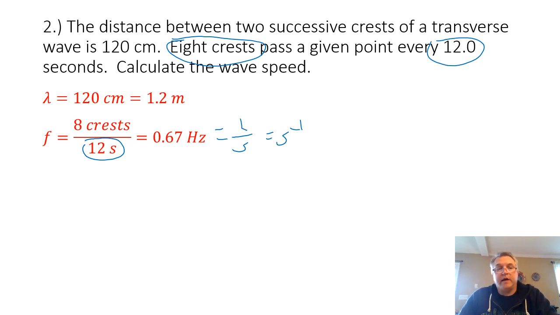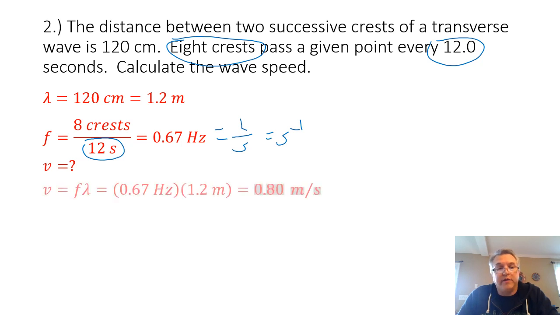And we are being asked to find the wave speed. So to find the speed of the wave, I have to multiply the frequency times the wavelength. So the frequency of 0.67 hertz times my wavelength of 1.2 meters is going to give me a wave speed of 0.80 meters per second.